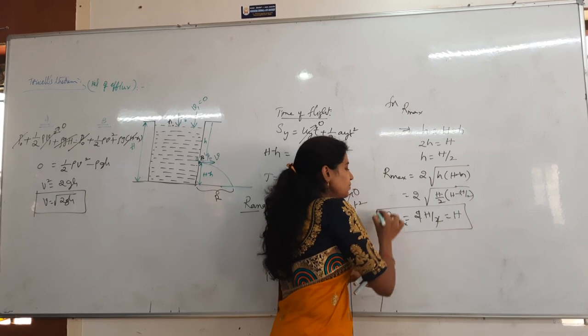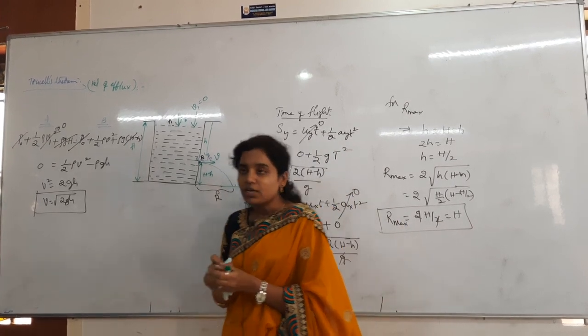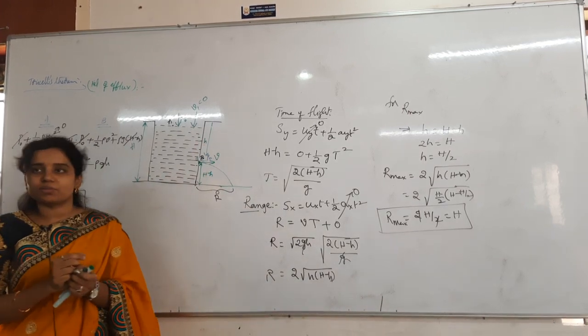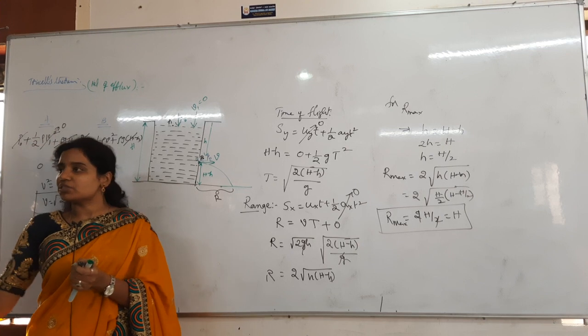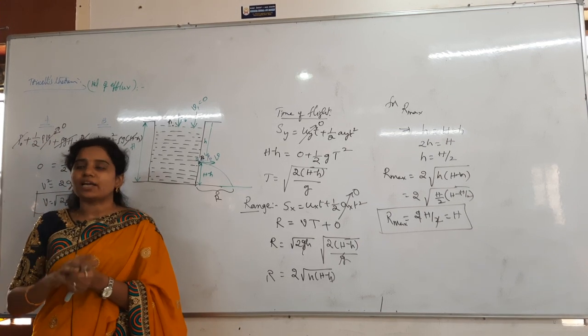So R maximum is equal to how much? Nothing but exactly the height of the tank. Whenever the hole is exactly at the middle of the tank, at that time what happens? It will have the maximum range. That maximum range value is exactly equal to how much? Height of the tank only.